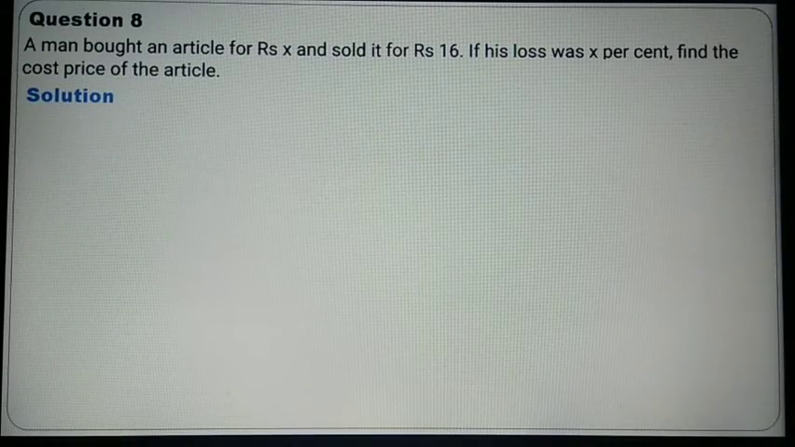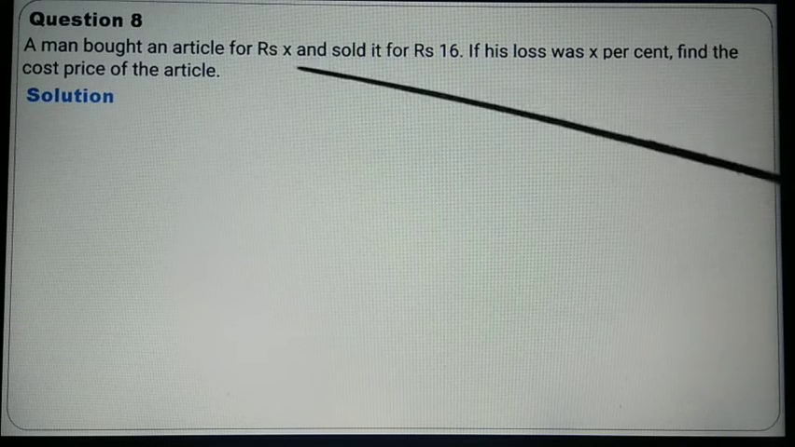So from question number 8 onwards, you are going to see the questions on profit and loss. Okay, so let's see the first question. A man bought an article for rupees X. So this will be rupees X, my cost price, and sold it for rupees 16. That means this is my SP, that is selling price. If his loss was X%, so loss percentage is given to be X%, find the cost price of the article. So basically they're asking us to find the value of X.